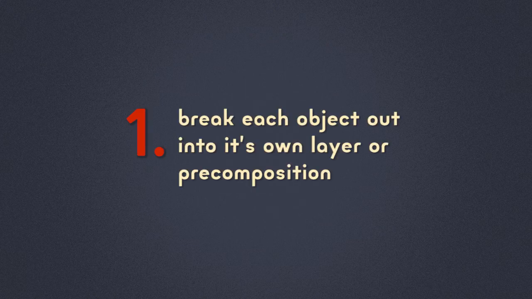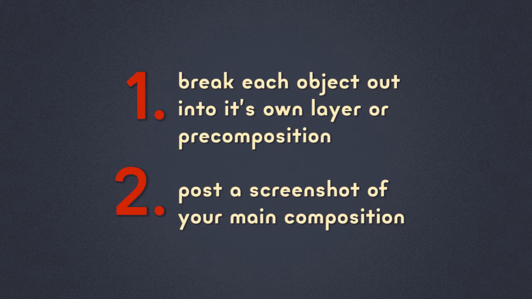The next step for your class project is to get back into After Effects and break down your artwork into multiple layers for every object that you want to animate. Once you're done, post a screenshot of your composition showing me that you have layers broken out into individual objects or pre-compositions, and you'll get bonus points if you kept your project organized.